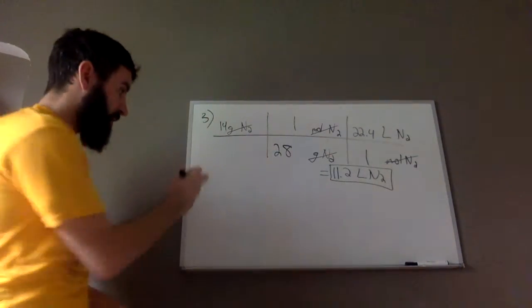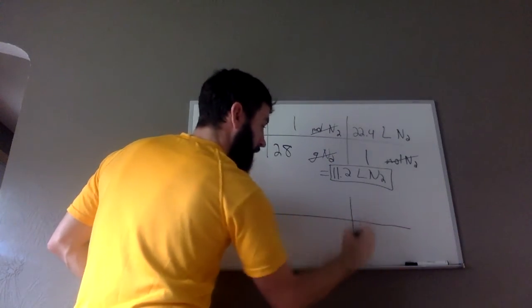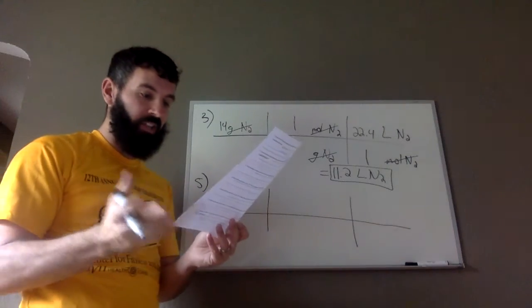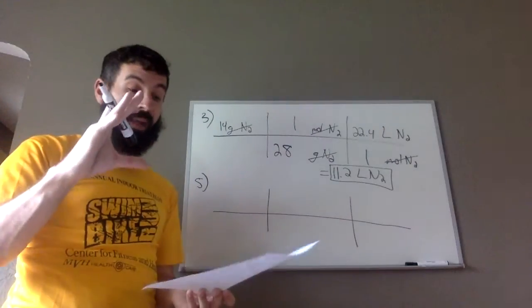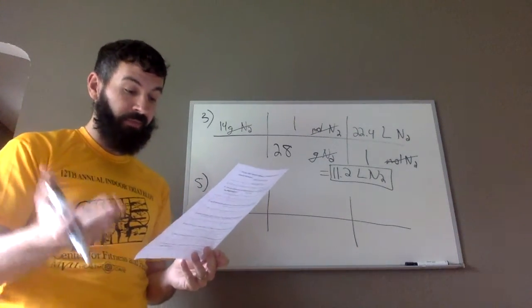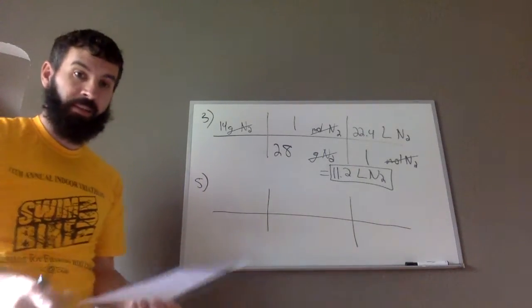Okay, let's do one last one. I'm going to skip down to number 5. I'm going to do number 5 because number 4 was the same type of problem as number 2. So if you want to do 4, look right back at number 2. All you got to do is change the molar mass to the molar mass of nitrogen, which we just did, which is 28. It'll be the same as number 2.